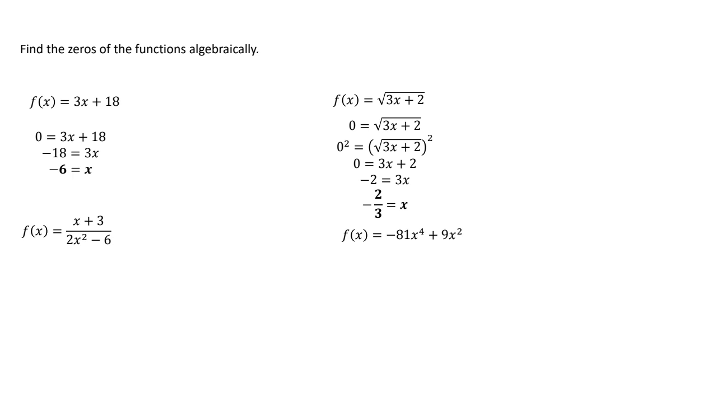So we have 0 equals 3x plus 2. We subtract 2 from both sides, which gives us negative 2 equals 3x, and then we divide by 3. So it's going to give us negative 2/3 equals x. Now on the third one here, on the corner to the left.